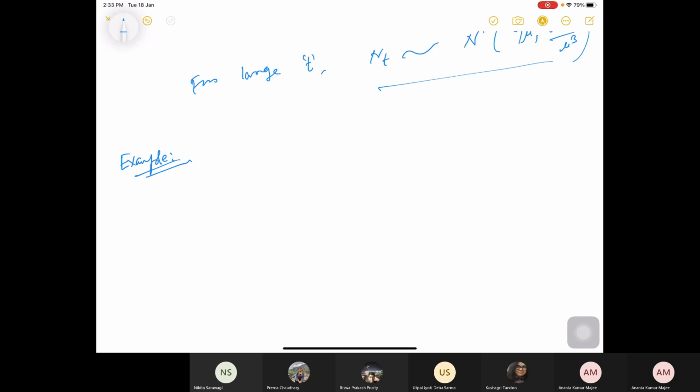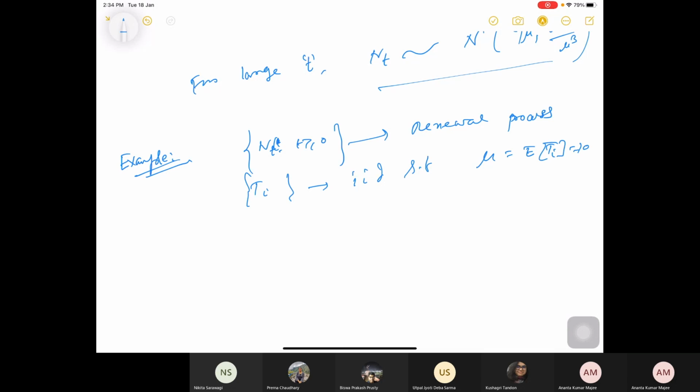So now I want to know, nt is a renewal process with Ti's IID such that my mu, which is the expectation of Ti, is set to 10, and the variance sigma square, which is the variance of Ti, is equal to 4. It is given to you. So that means that nt is a renewal process with interval times Ti such that expectation of Ti is equal to 10 and variance of Ti is equal to 4.